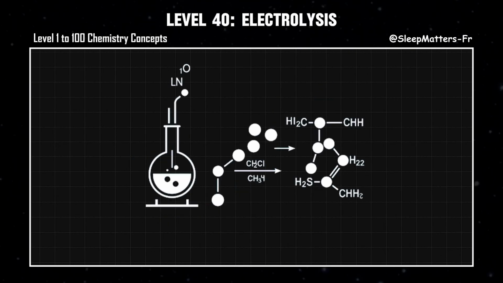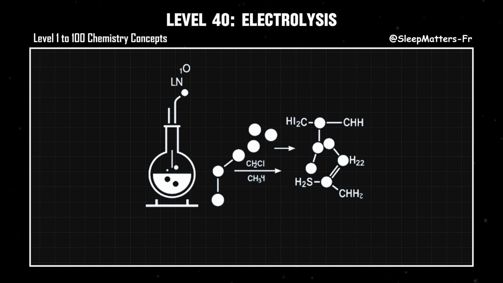Level 40. Electrolysis. Electrolysis is a process where electricity is used to cause a chemical change. It is a way of breaking down a substance using an electric current. This might sound complicated, but it is actually very simple. Imagine a container filled with water, but this is not just any water. It is water with a little bit of salt in it. When you place two metal rods called electrodes into the water and connect them to a battery, something happens. Bubbles begin to form on the electrodes.